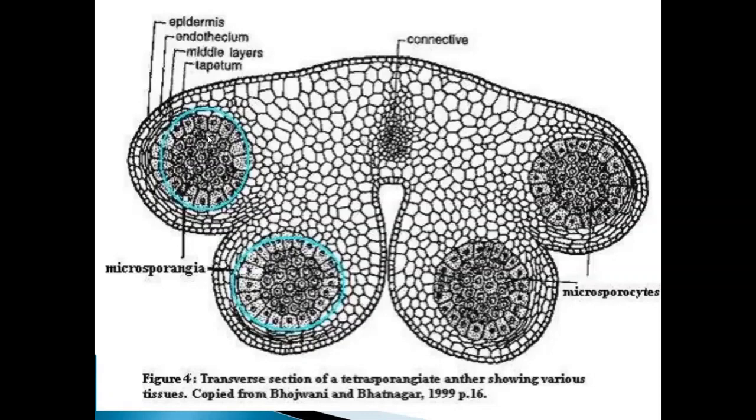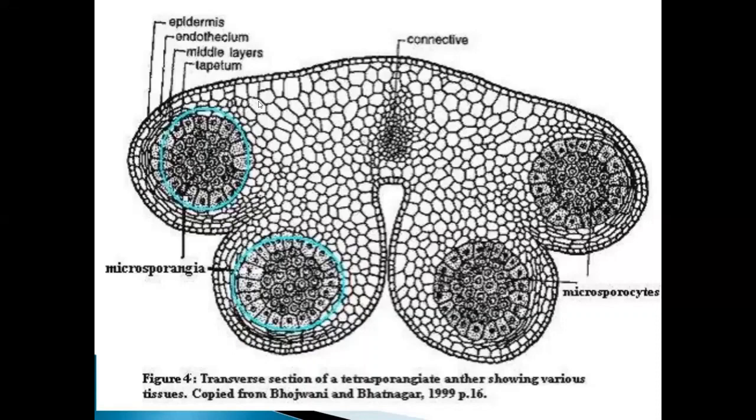Okay. And the third part is the middle layers. It is found below the endothecium, completely in between, beneath the endothecium. One or two layers make the middle layers. This layer is made up of one to three layers of cells, and it stores the starch. They are storing-purpose cells, storing starch substances. So that is the middle layers.